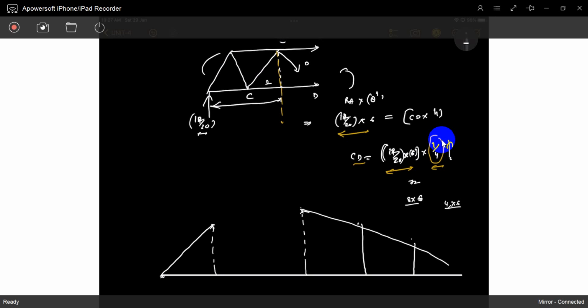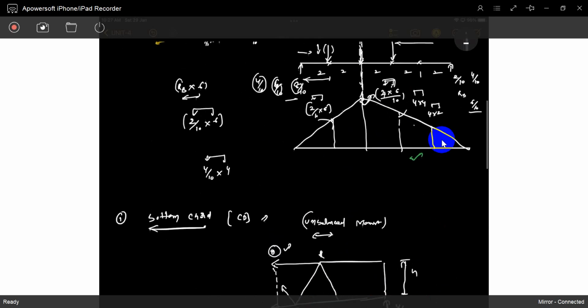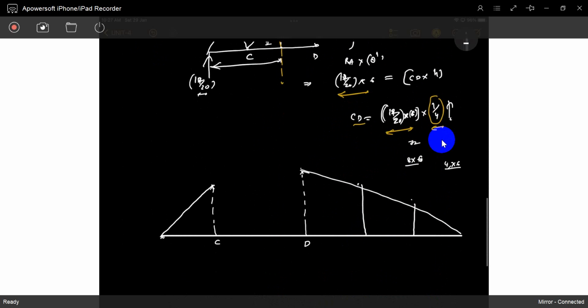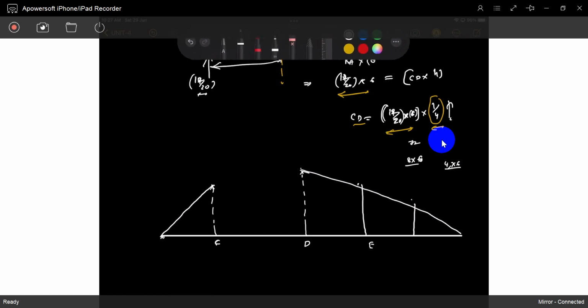Exactly, this is proportionality. But exactly, for C and D in between, if you write down the influence line diagram, you have to join this. When the load is at C, you have to find out. When the load is at D, join. When the load is at E, you have to join. So you have to join everything. You will get it like this.